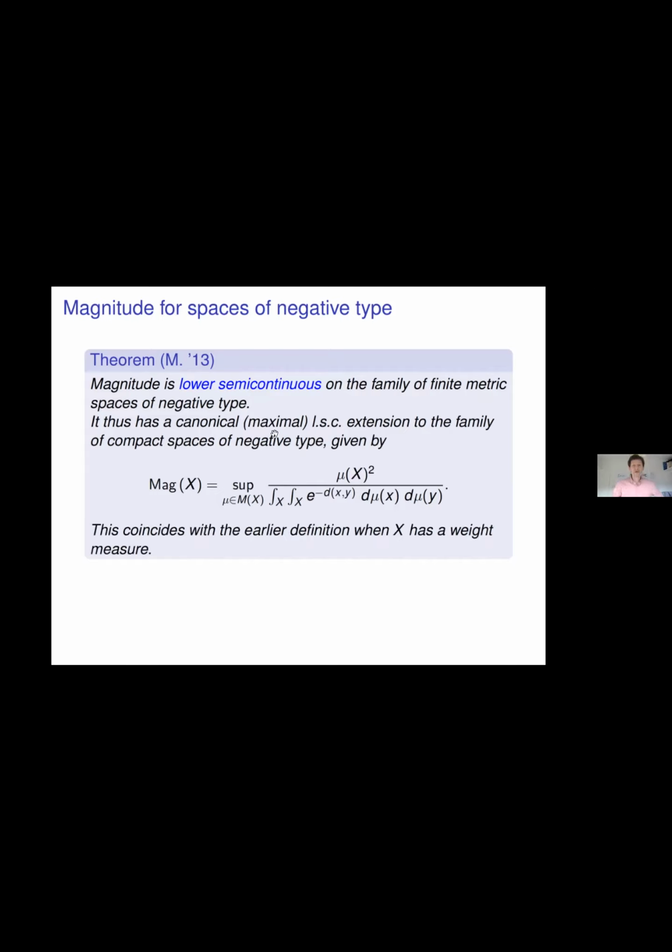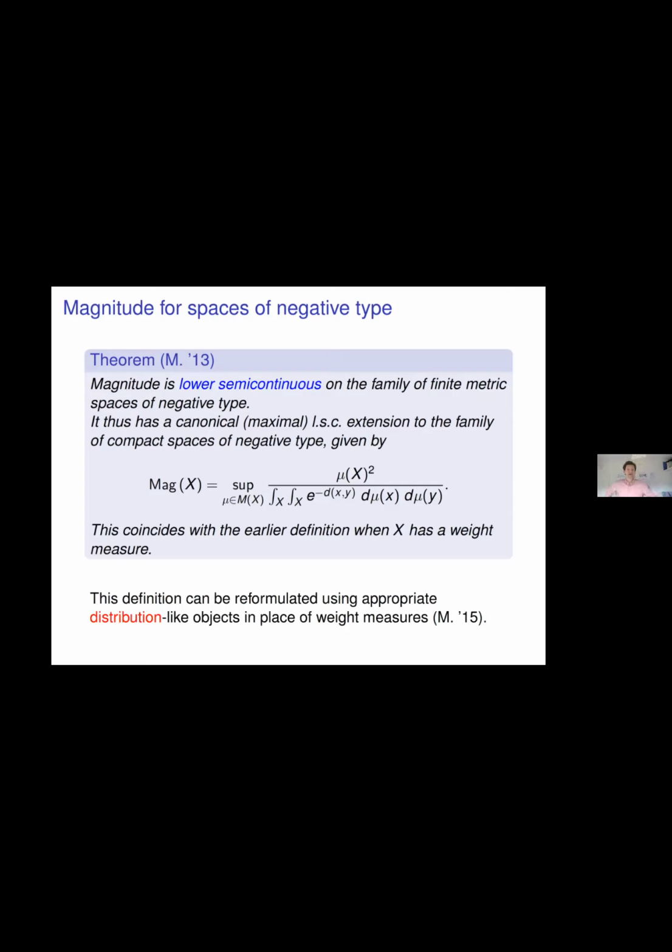Also, you can show that this supremum is actually achieved for a given measure exactly when mu is proportional to a weight measure. And you get from that that this definition coincides with the weight measure definition if you are looking at a compact space of negative type, which does possess a weight measure.